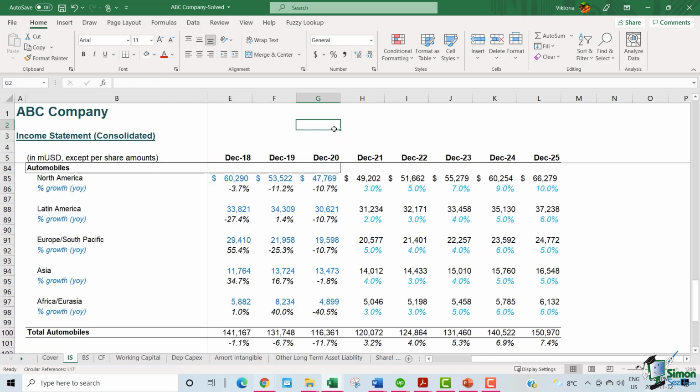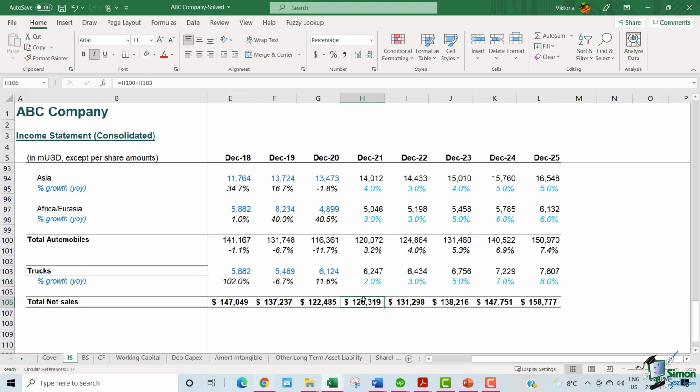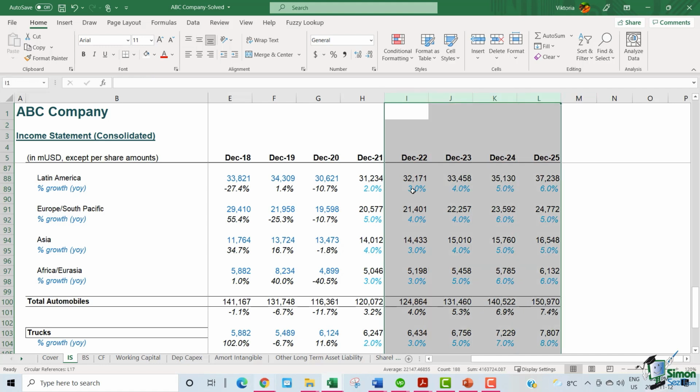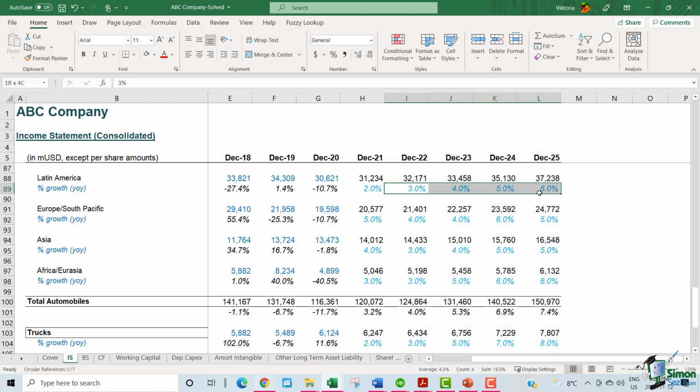We are projecting the revenues in the income statement tab under the income statement. You may remember these growth rates for 2021, and the total net sales for 2021 are $126,319 based on the growth rates that we received from the Vice President of Sales. From 2022 through 2025, we have received the growth rates from the Vice President of Sales of ABC, and we applied those growth rates to identify the net sales figures per segment from 2022 through 2025.